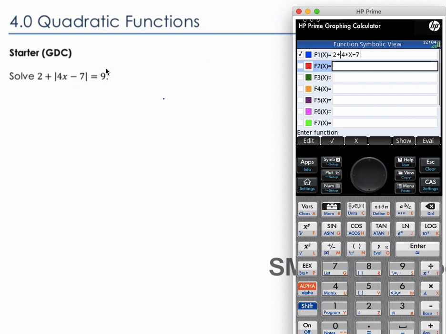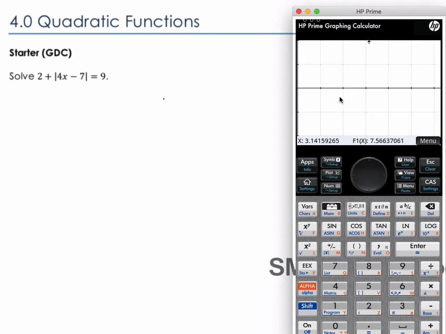Okay, and the second function I will type in is just 9. So it'll graph the two separate things, and we're going to find the point of intersection to solve this equation. Okay, so once I have that in, I can go to Plot.